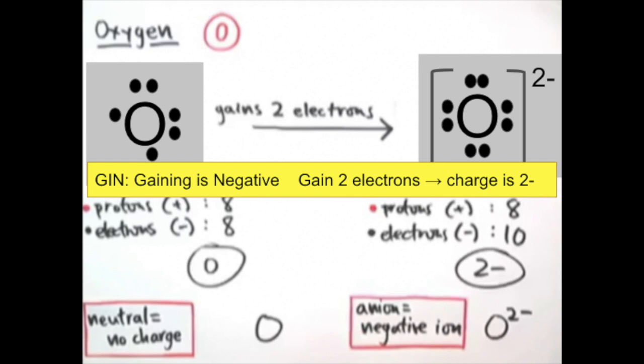Our memory tip, GIN, G-I-N, gaining is negative. Gain 2 electrons, charge is -2, or 2 minus, because now we have 2 more electrons than protons.